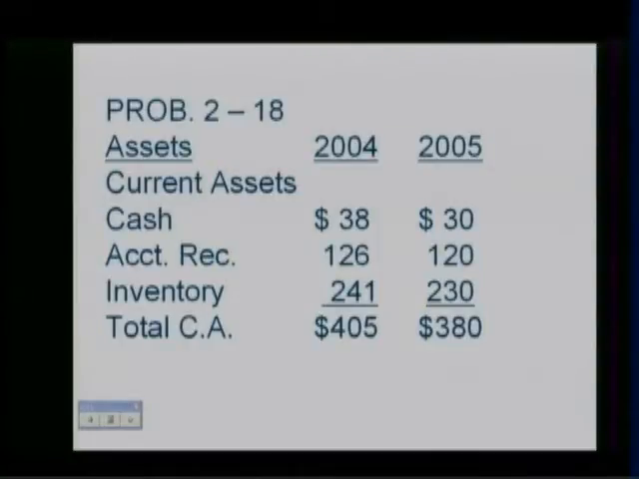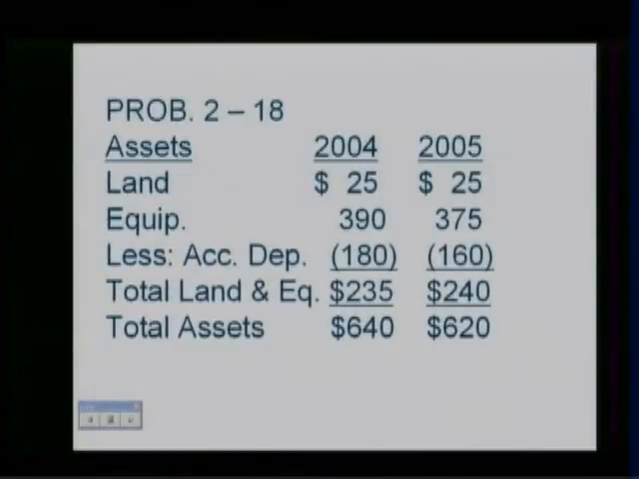As you go through and look at those numbers, you can see how they're going to change. If cash went up from $30 to $8, that would be $38. They give you the 126 and the 120 and the 241 and the 230. So you can add those up. And your total current assets for 2004 are $405. On the second part of the assets, you will see that they don't give you land, but they tell you that land didn't change from $25. They tell you the change in the equipment account went up, and they tell you the change in the accumulated depreciation. So you can figure out your total asset accounts there of $620 and $640.